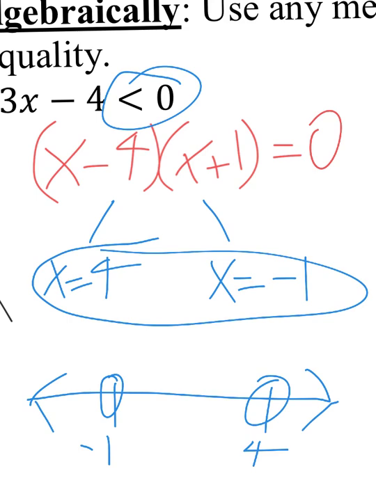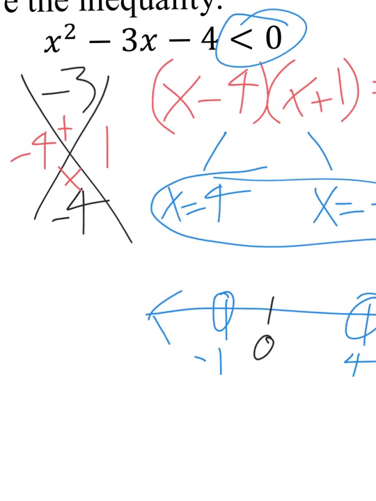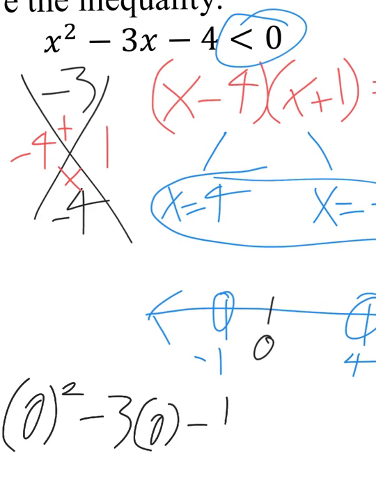What's in between -1 and 4? Any value that exists in between it. I know the number 0 is in between -1 and 4. So I can test 0, and if it's true, then I'll shade on the inside, and if it's false, then I'll shade on the outsides, okay? So this is what I mean. So my inequality was x squared minus 3x minus 4, so I'll plug in a 0, 0 squared minus 3 times 0 minus 4, is that less than 0?